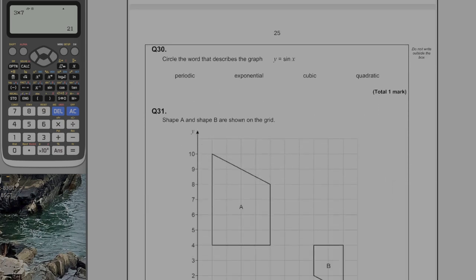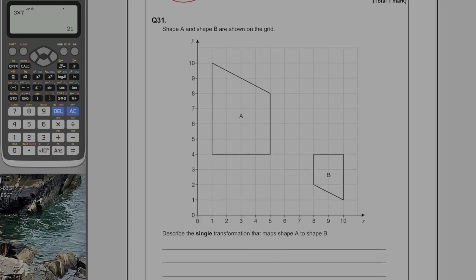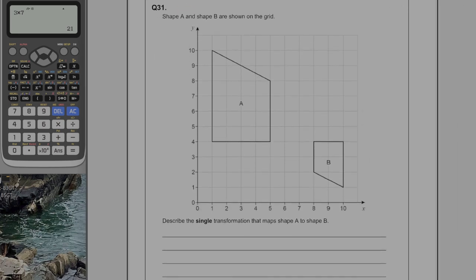Right, question 30. Circle the word that describes the graph of y is equal to sine of x. So that will be periodic. It repeats itself every 360 degrees. Okay, question 31. Shape A and shape B are on the grid. Describe the single transformation that maps shape A onto B.